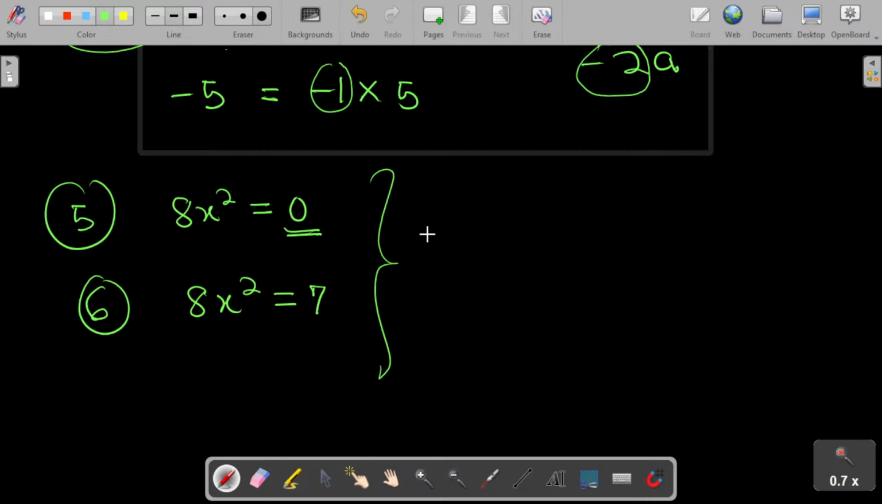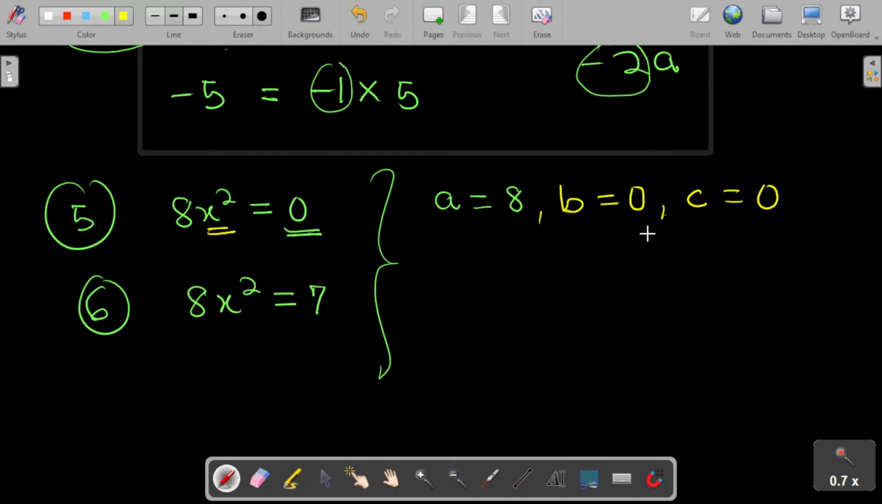So for number 5, our A is 8. That's the coefficient of x squared. And our B is 0. There is no x, you only have x squared, so the coefficient is automatically 0. And there is no C. There is no constant here. So it's actually 0.